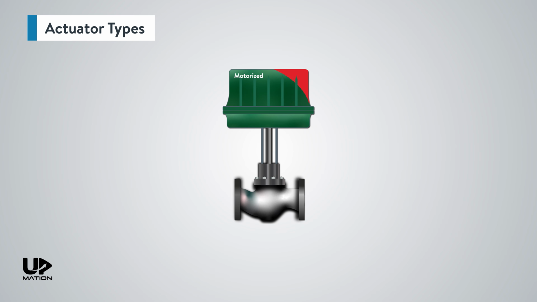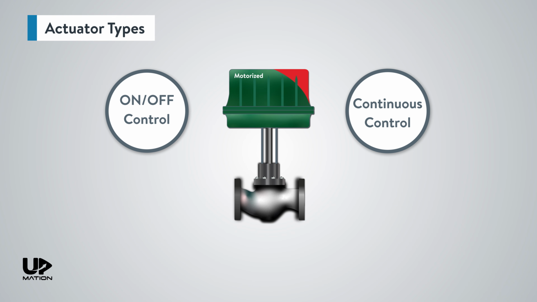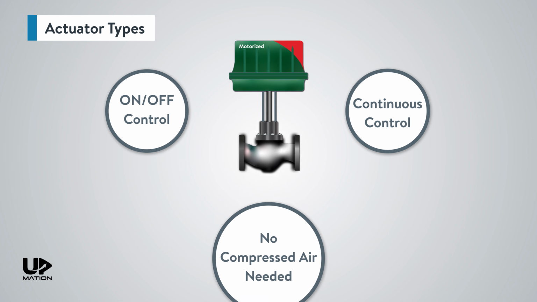Electric actuators have an electric motor inside. In the first place, they were designed for on-off applications, but nowadays, some of them are upgraded for continuous control applications. The primary application of them is in locations where we don't have access to compressed air.